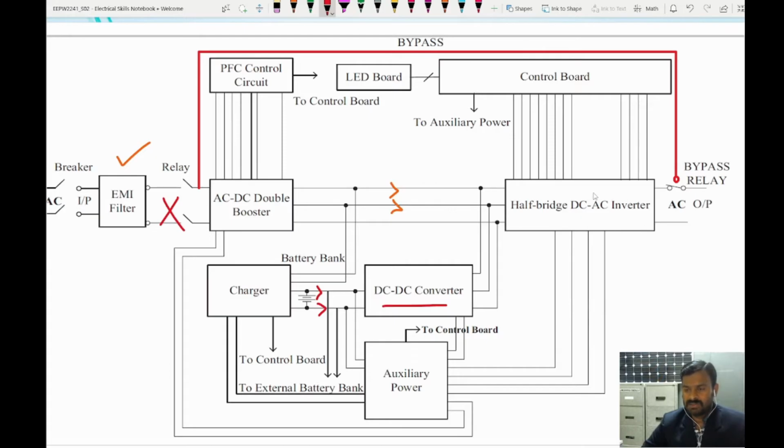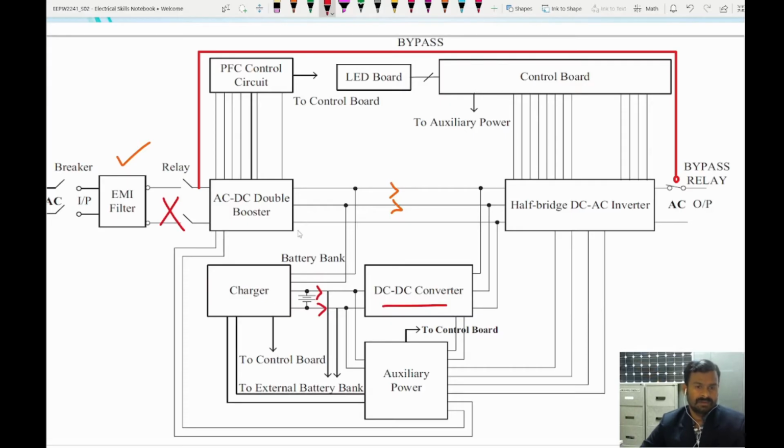What is the magnitude required for the AC output? That will be determined by the pulse width modulation given to this full bridge DC to AC inverter. And what is the voltage required in the DC bus link? That will be determined by this DC to DC converter, which is nothing but a buck boost converter. And how much charging current is required, whether the battery is charged fully or it needs to be turned off, all that kind of operation will be taken care of by this charger unit.